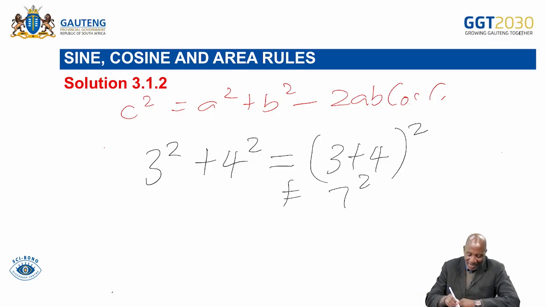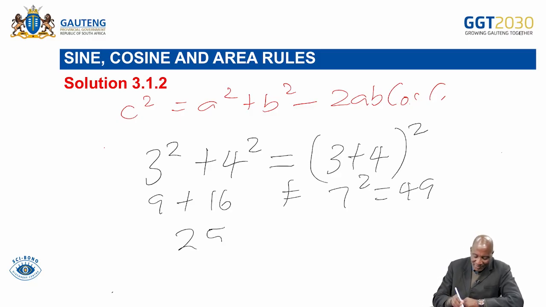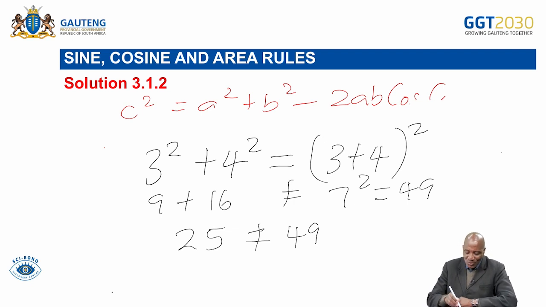They are no longer equal. This side is now 9 plus 16. It will never be equal to 7 squared. So something needs to be done to this 7 squared, which is 49. Yet the answer should have been 25, which is not equal to 49. What must I do to 49 to come back to 25? I must subtract 24.